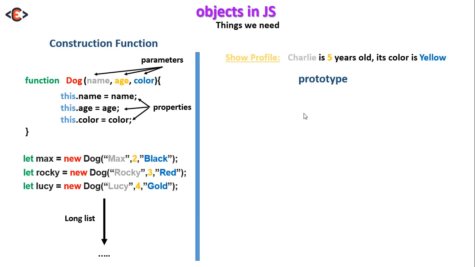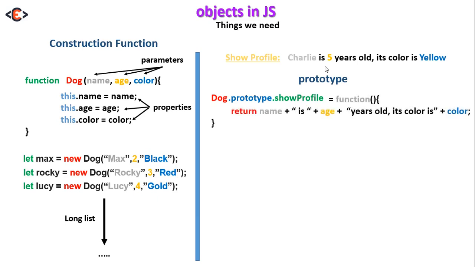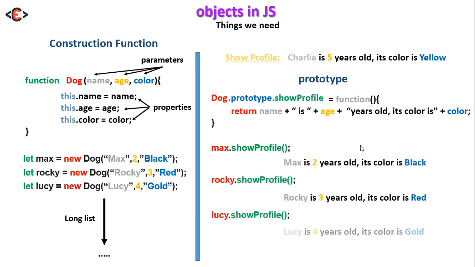Now, how do we add a property or a method to the prototype of an object? We say the name of the object, Dog, dot prototype, then dot the property or the method. showProfile here is our method, equals function, then returns the name is 8 years old, its color is color. Now if we say max.showProfile, Max can now access showProfile as long as it is in the prototype of Dog. So this will return this line, the same for the other instances.